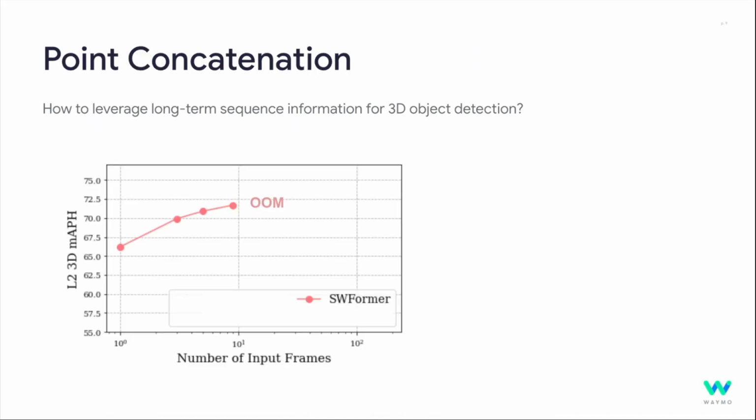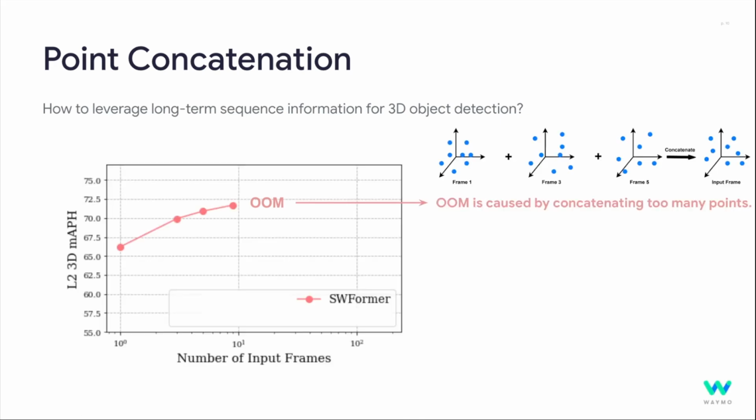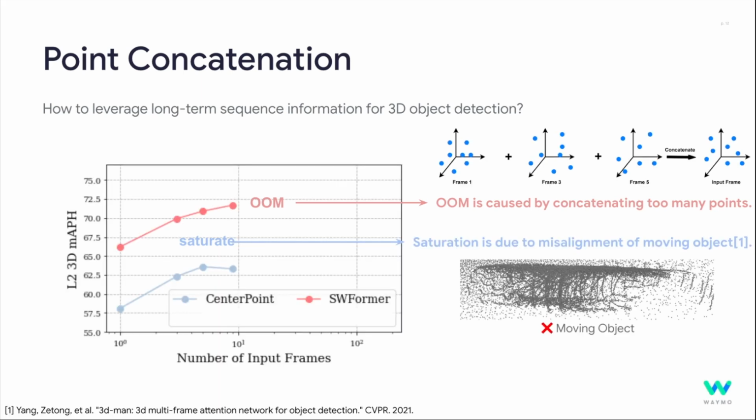When applying point concatenation to SWFormer, which is a prior state-of-the-art 3D detector that uses transformers, we observed that while detection accuracy improves when using more input frames, we quickly run out of memory. This out of memory is caused by concatenating too many points. When applying point concatenation to CenterPoint, a widely used architecture for detection, we observe that the detection accuracy quickly plateaus as we add more input frames. We speculate that the performance saturation is due to misalignment of moving objects.